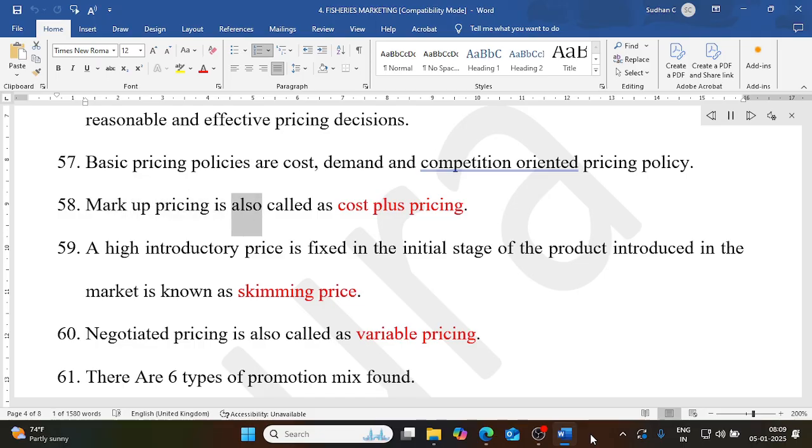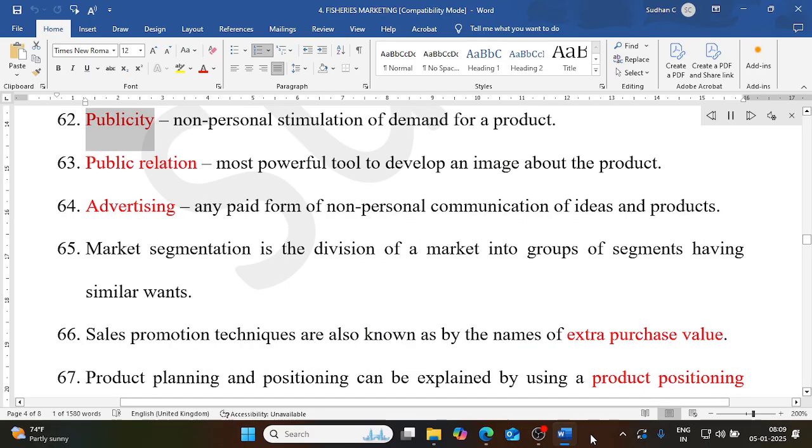Markup pricing is also called cost-plus pricing. A high introductory price fixed in the initial stage when a product is introduced in the market is known as skimming price. Negotiated pricing is also called variable pricing. There are six types of promotion mix. Publicity: non-personal stimulation of demand for a product.